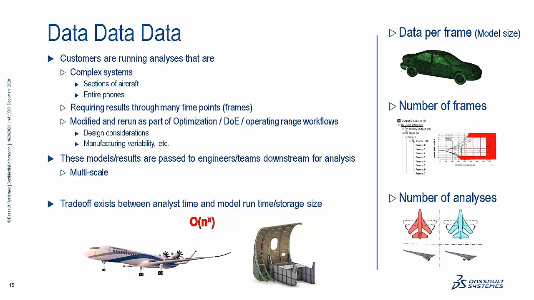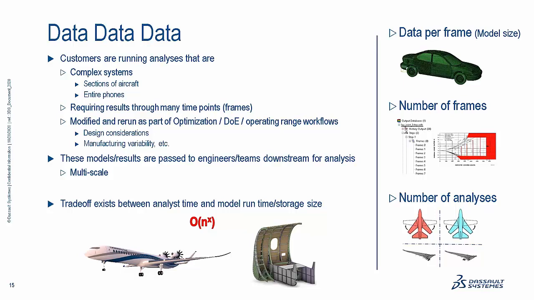You have manufacturing variability in there. So if your part is a little bit thicker or thinner than you expected it to be, you want to be able to account for that as well. So all of these, again, you multiply however large that model is by however number of frames you have by however many times you run that analysis. And then eventually you may want to pass those models and results downstream to other engineers for further analysis.